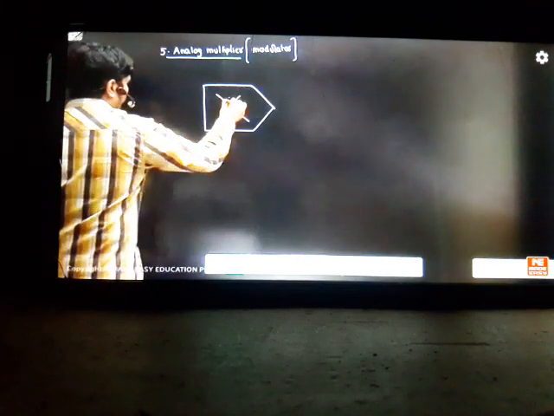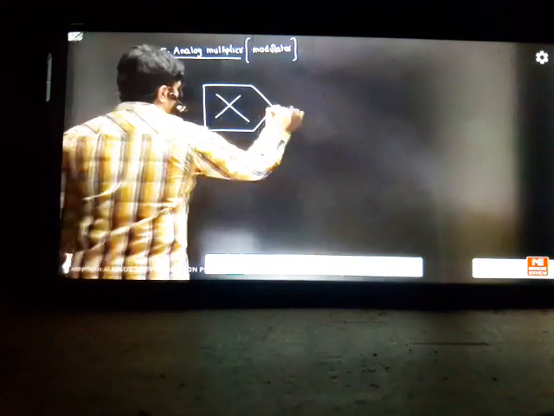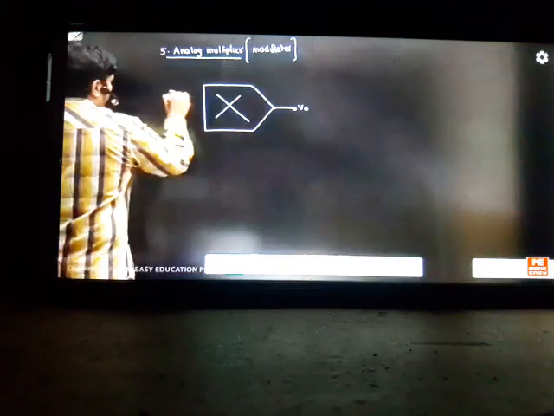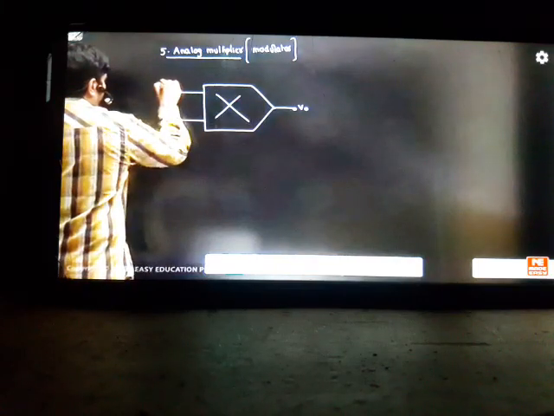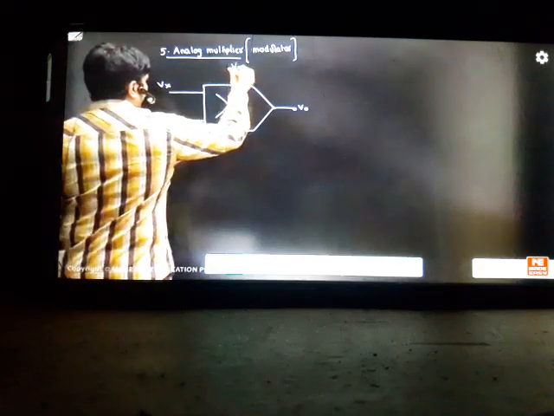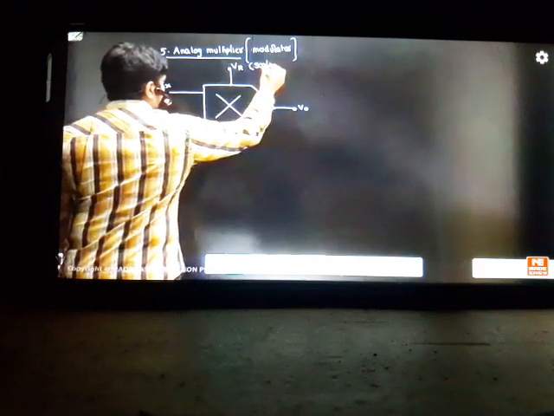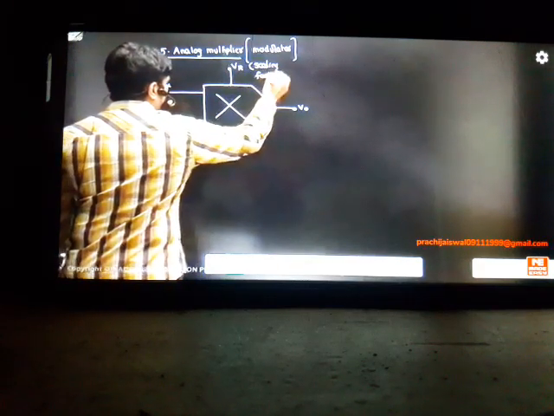In the exam you'll see only one cross mark like this. Whenever you see a cross mark, it's a multiplier, we call this IC name. This is output here. For multiplier you'll have two inputs like this. One is Vx and one is Vy. And you'll have some scaling factor. We call this as VR, the scaling factor, which is a DC required for the IC design.